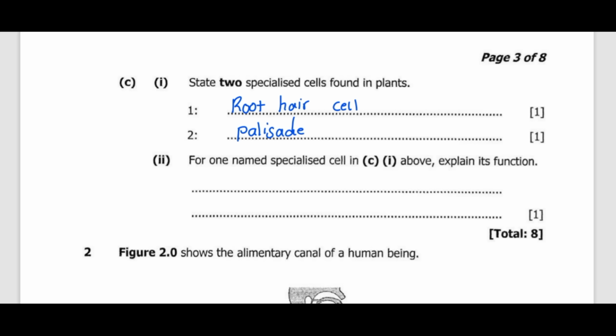Then for question Roman number 2, for one named specialized cell in C1 above, explain its function. So we can take any of the two. Let's say we take root hair cell. What is the function of root hair cell? Root hair cell is there to absorb water and mineral salts from the soil.